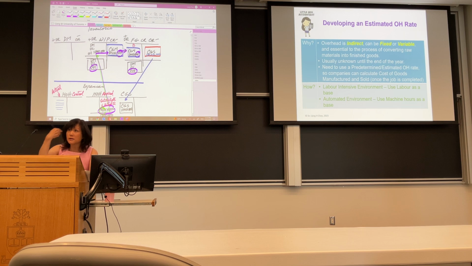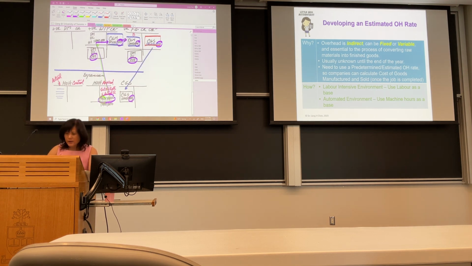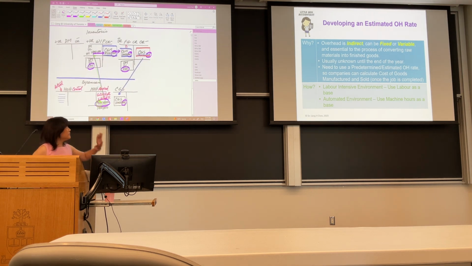Remember earlier I was talking about overhead. Where does it go? Finished goods, cost of goods sold. That's overhead. Here, overhead. So if you look at it, once you apply overhead, you have some overhead staying inside work in process, some overhead staying in finished goods, and some overhead in cost of goods sold.